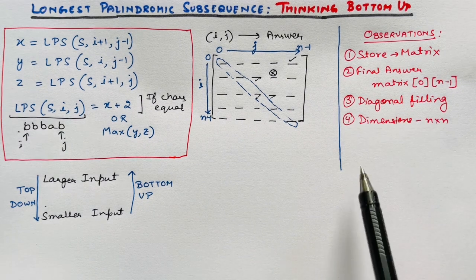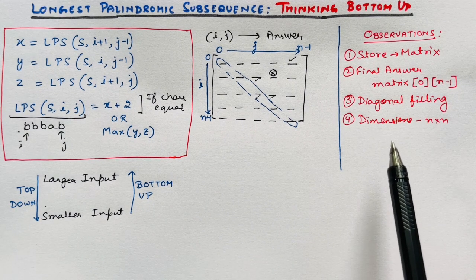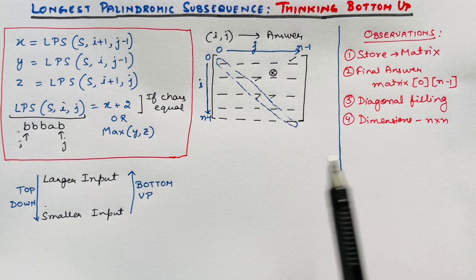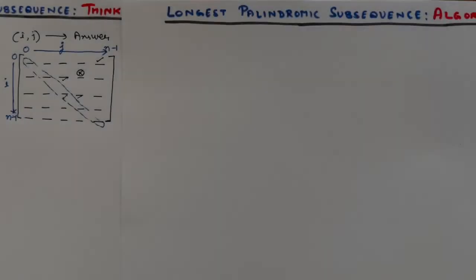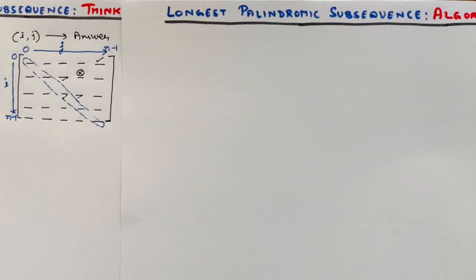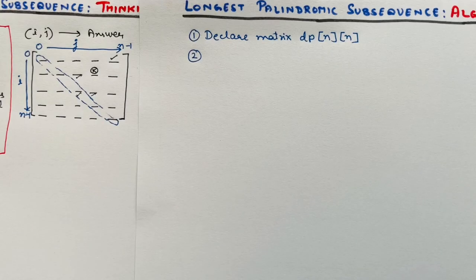With these observations in mind, it will be very easy for us to now write the algorithm. Let us now try to write the algorithm. So what is the first thing that we need to do? First of all, we need to declare a matrix of size n cross n. Next, since we are going bottom-up, we need to first fill for the smallest inputs. That means our base conditions.